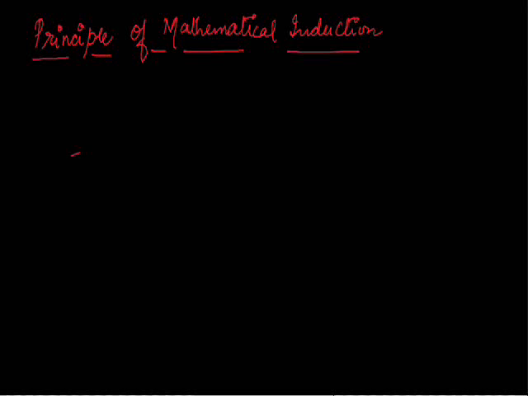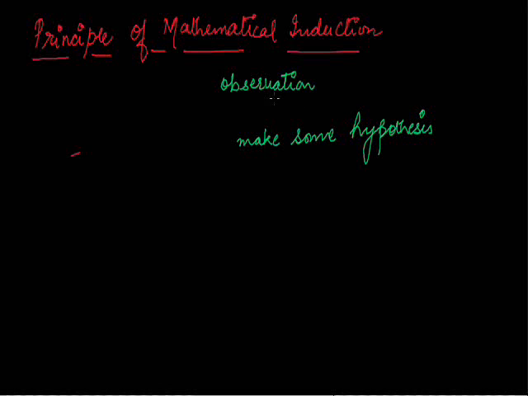in mathematics there are some kinds of observations that we see, and we try to make some hypothesis on the basis of observation. After that we try to make a theory, because this is how everything works.